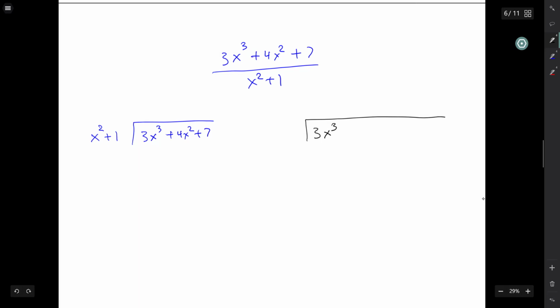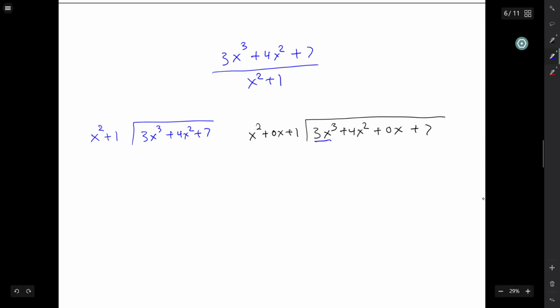I'll take my 3x cubed plus 4x squared, and I'm missing an x term, so I'll fill in a 0x plus 7. Now what I'm essentially doing is I'm filling in 0-digit placeholders, just like I would have in a number. Like if I have 101, I don't have any numbers in the tens place, so I put in a 0. And this x term counts just like a tens place would. And I'm going to do the same thing on the outside, just to be careful. And then I will proceed just like I did in the previous example.